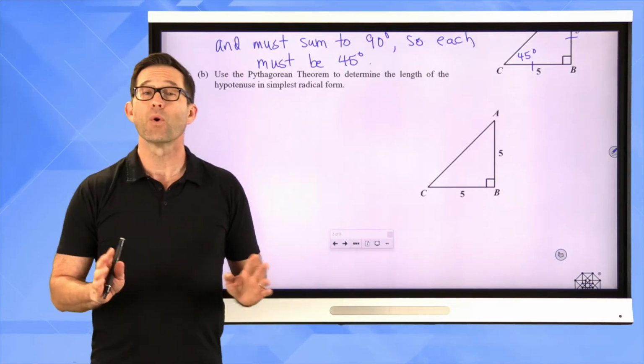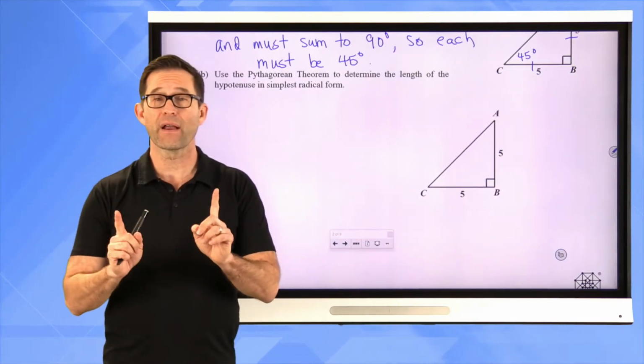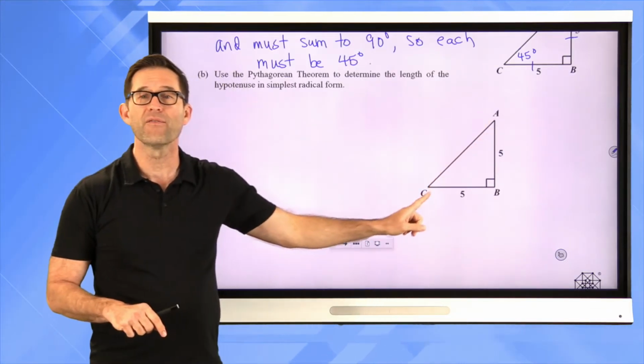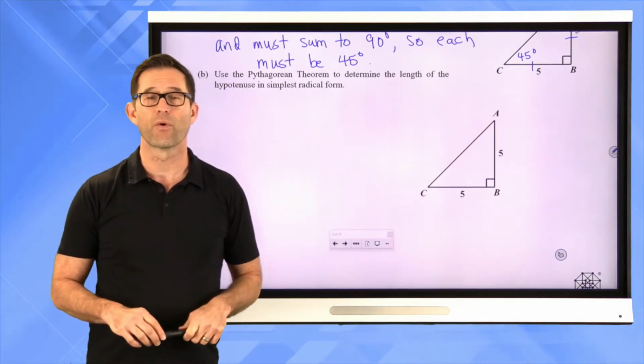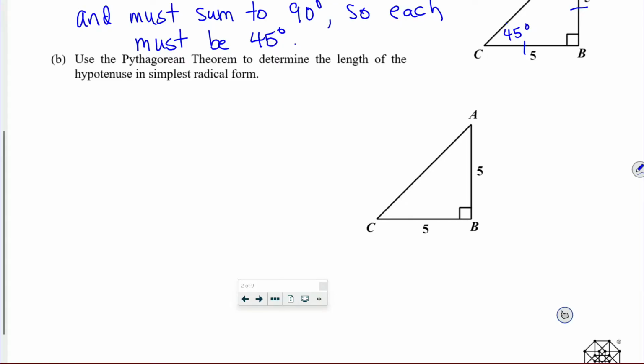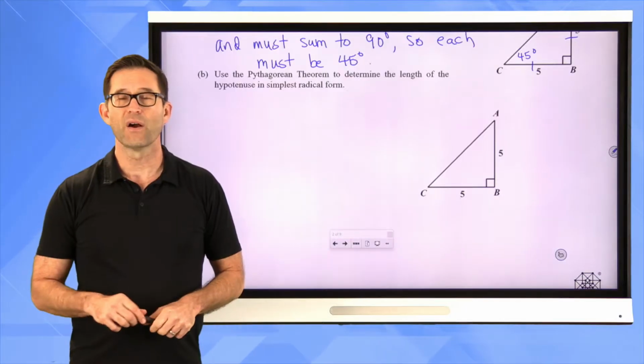Okay, great. So why don't you go ahead and use the Pythagorean theorem, not right triangle trig, but the Pythagorean theorem to figure out the length of AC in simplest radical form. Pause the video now and go ahead and take a few minutes to do that. All right, let's do it.